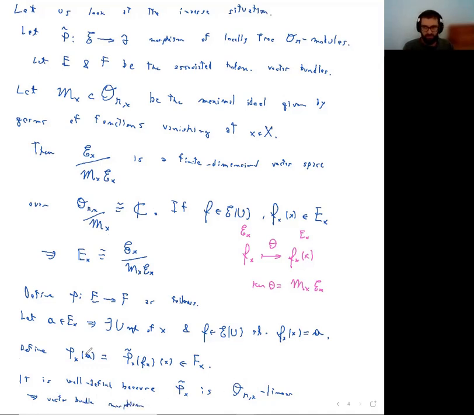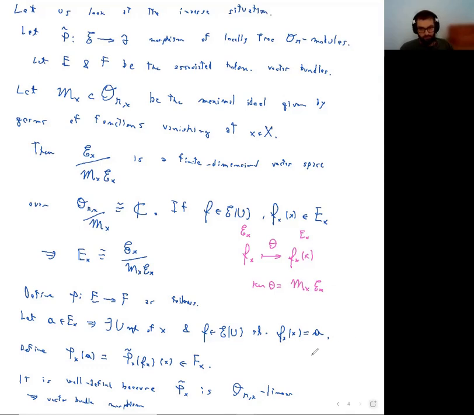So if instead of A, you have lambda times A, then also lambda is an element. You can think of it as a germ of a function evaluated at that point. You can bring it outside. And so on. Okay.